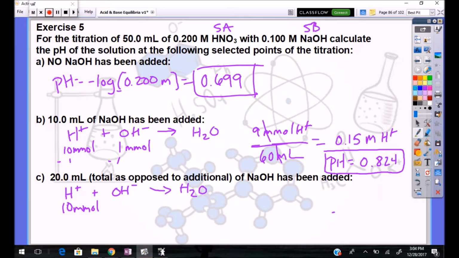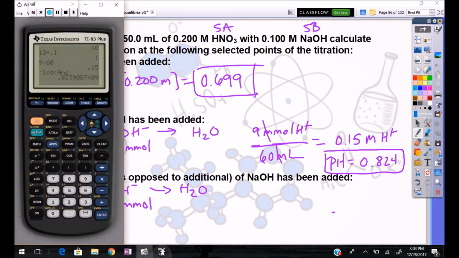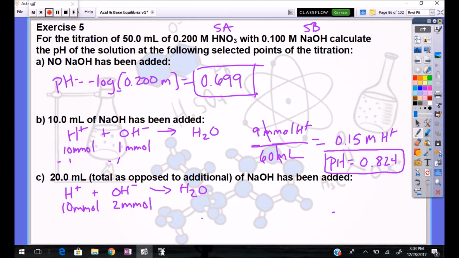So 20 milliliters times 0.2, this time that puts us at 2 millimole. Oh, sorry, 20 times 0.1. Got to make sure I check my right concentrations, right? 20 times 0.1 is 2. All right, and same deal. I'm still in excess here.